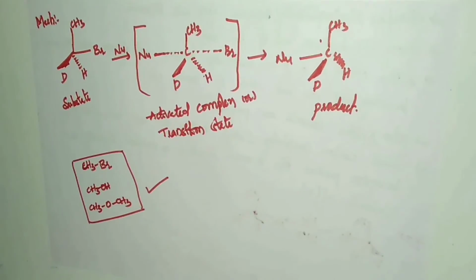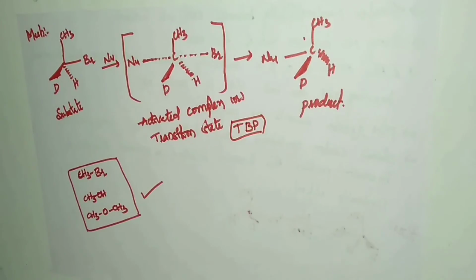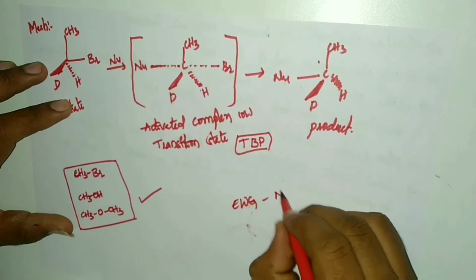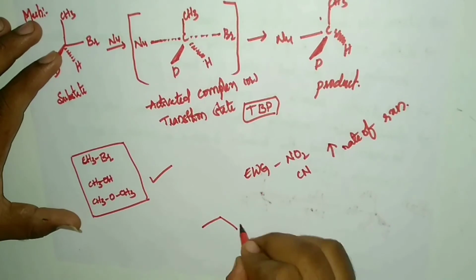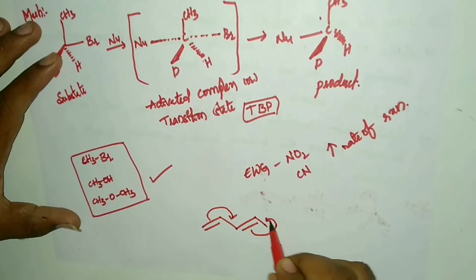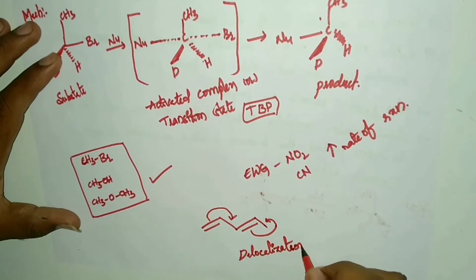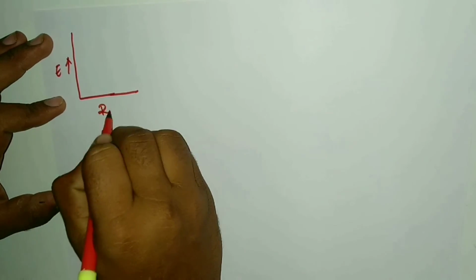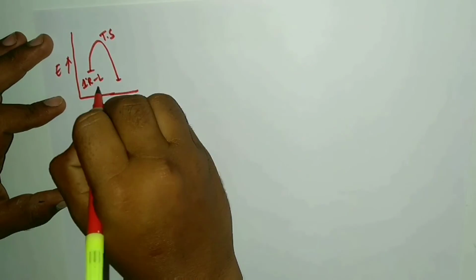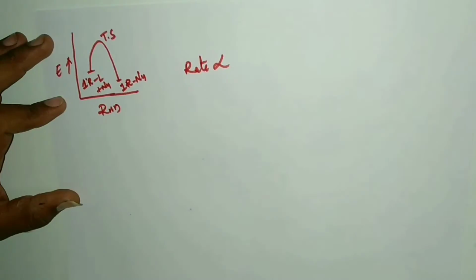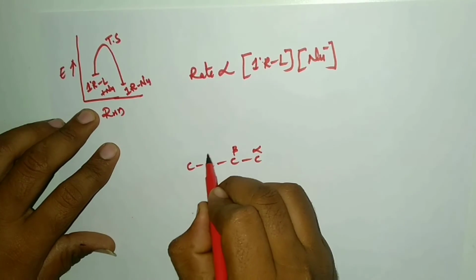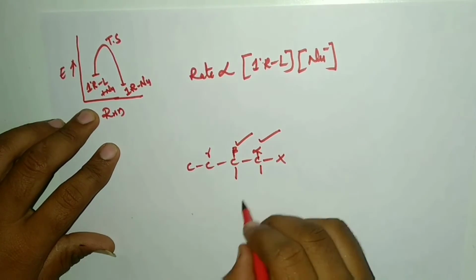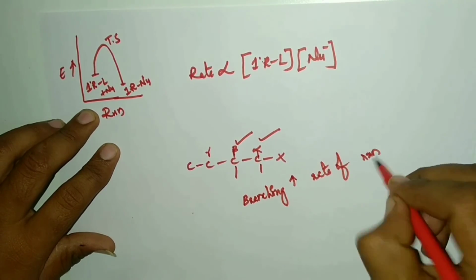As I stated earlier, primary alkyl halides, alcohols, and ethers undergo these reactions, and the intermediate is the activated complex or transition state, which has a trigonal bipyramidal shape. Electron withdrawing groups like NO2 and CN increase the rate of reaction. Delocalization, the most important point, increases both SN1 and SN2 reactions. Here is a graph which represents the transition state at high energy, with the substrate and the product. The rate is directly proportional to the substrate and the incoming nucleophile. And as alpha and beta carbon branching increases, the rate of reaction decreases.